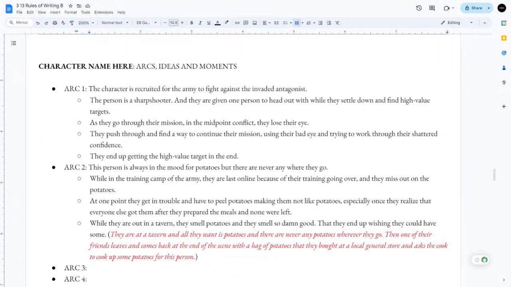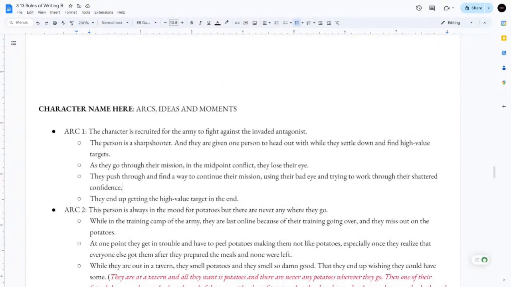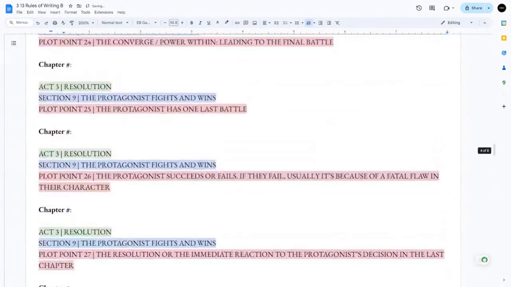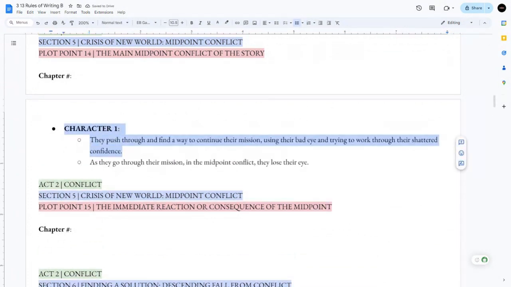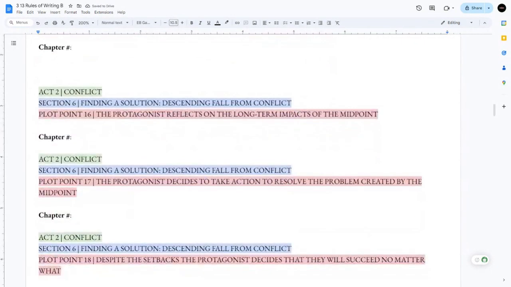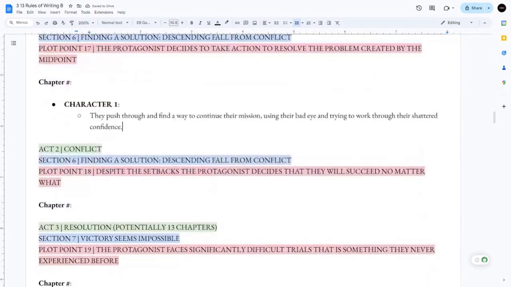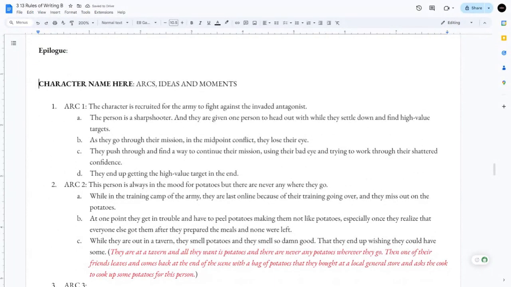They push through and find a way. Okay. What happened there? Oh, I see. Well, that's interesting. Let's fix that. Yeah. All right. There we go. Now, let's do this. They push through and find ways to get through their mission. Okay. All right, so that's not going to be the immediate reaction. They reflect on the long-term impacts. They push through the problem by creating. Okay. All right. And they end up getting the high-value target.